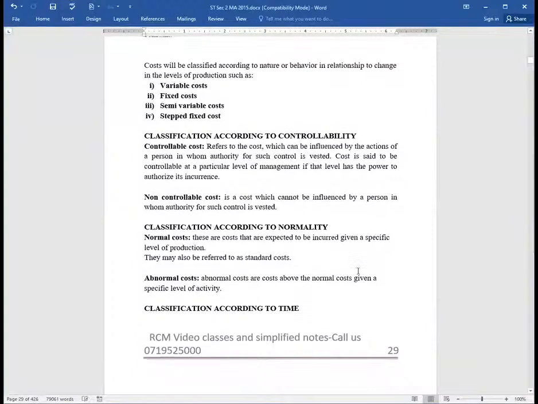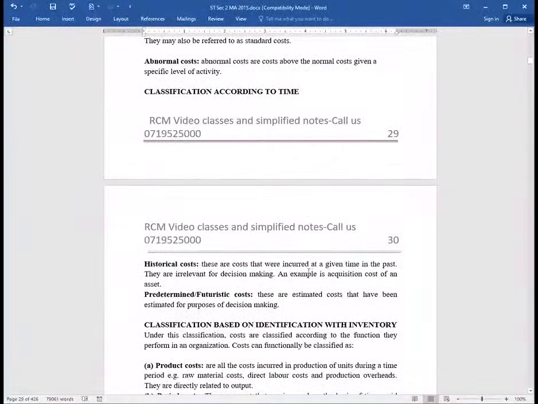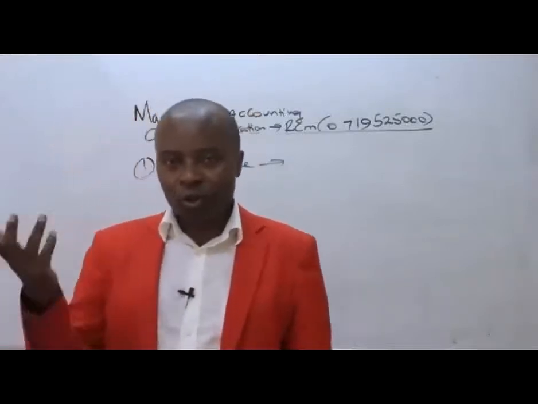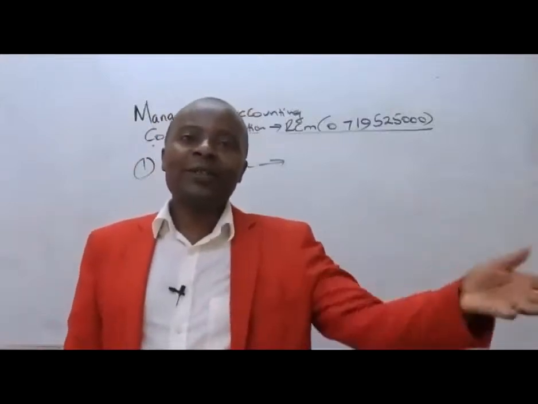Then we have a classification according to time. Under classification according to time, ladies and gentlemen, we have two classes. We have historical costs, those costs that have already been incurred. We call them sunk costs. So for instance, when you are acquiring premises, you paid some deposit. That deposit was a long time ago, sunk into the landlord's account, right? Ladies and gentlemen, if you procured, for example, a van for ferrying children from their homes to school, the cost of that van is a historical cost.